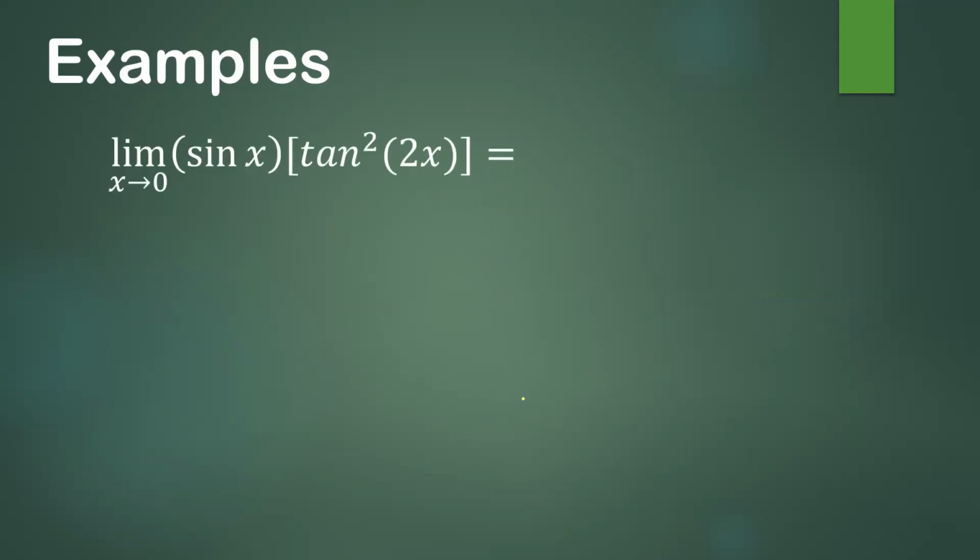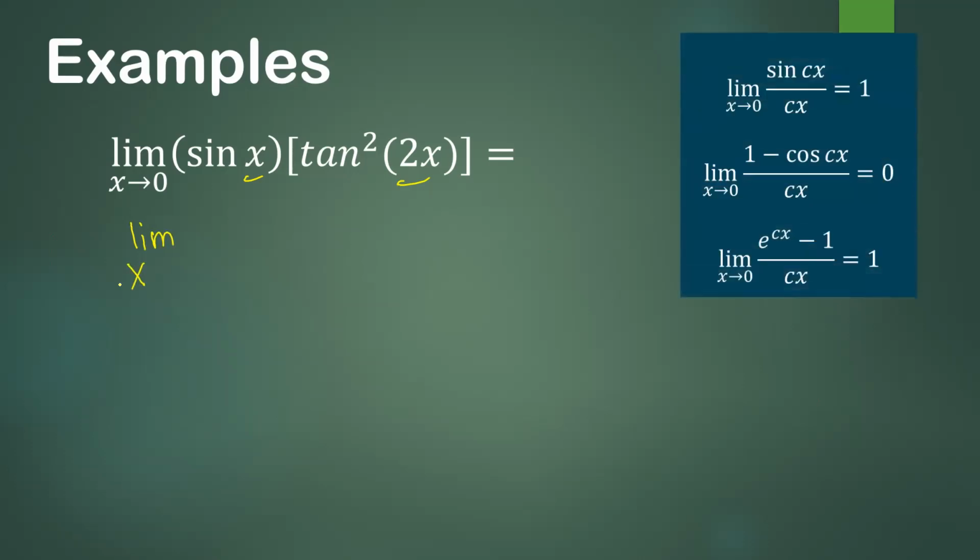Now, for this example, we again have a limit of sine x times tangent squared of 2x. This time, they are different. And we have no denominator, so we must produce a denominator. We need to use our properties, our special limits. So we have sine x here. Then tangent squared, so that means we'll be squaring the fraction, sine squared over cosine squared of 2x. Tangent is sine over cosine, but we have to square them because the fraction is squared. We square the numerator and denominator.